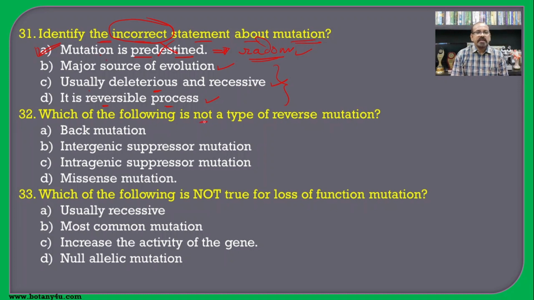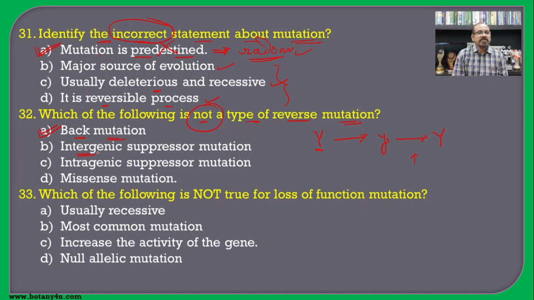Then which of the following is not a type of reverse mutation? So here the back mutation, say for example, if one of the genes is responsible for the yellow color of the flower, later on there is a mutation, and because of that mutation it is now responsible for the white color. But again, if there is a mutation, and again it is responsible for yellow flowers, such types of mutations are known as back mutations.